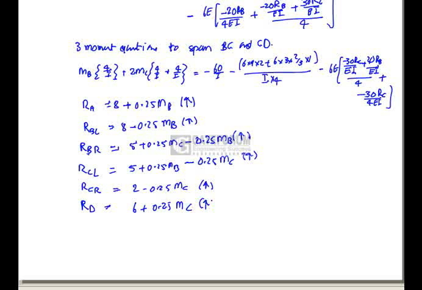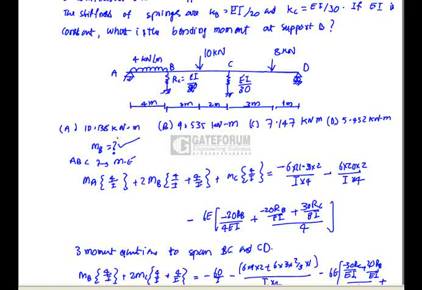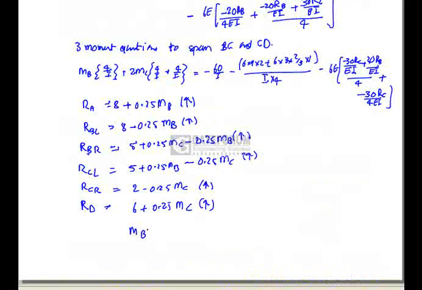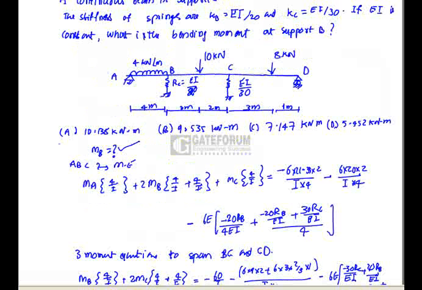MC, the moment at C. So we have to find out the moment at B. By substituting and solving we get MB equal to 10.138 kilonewton meter, which is going to satisfy the equations. So option A is correct.